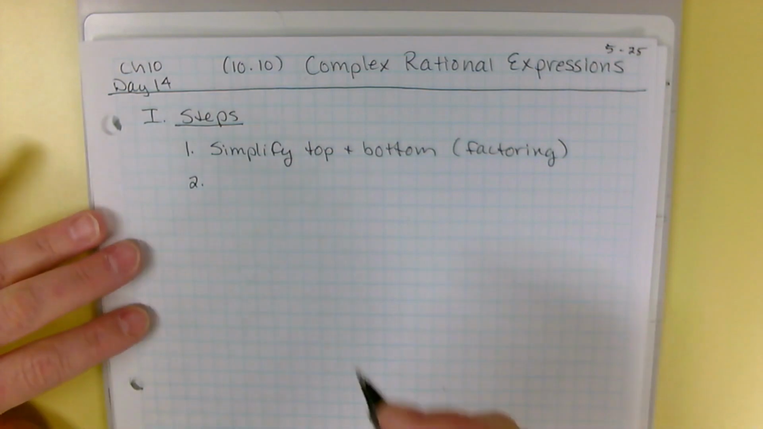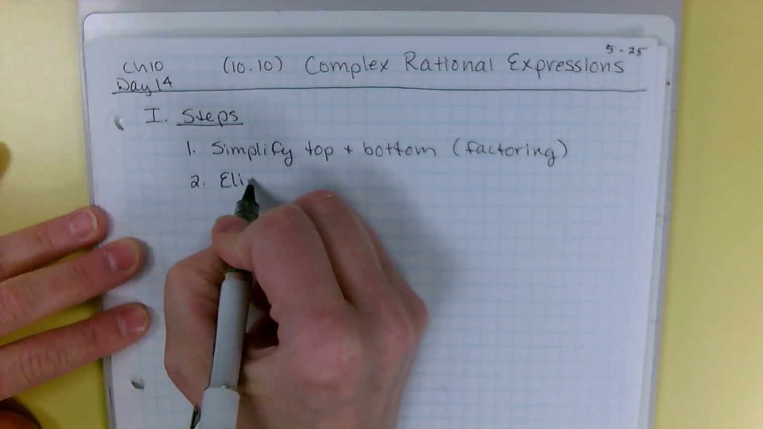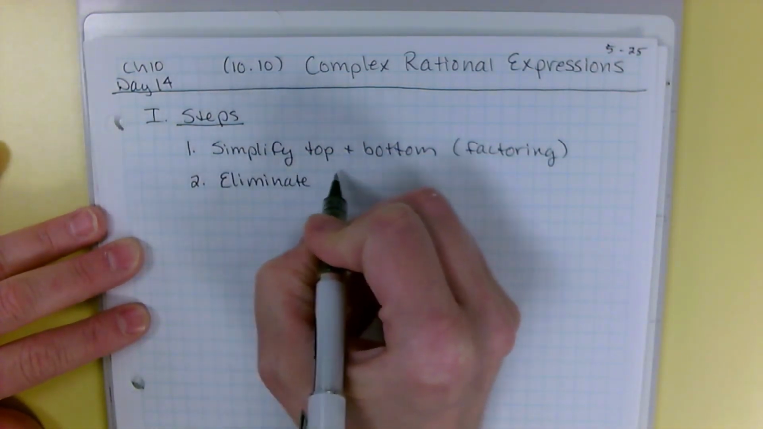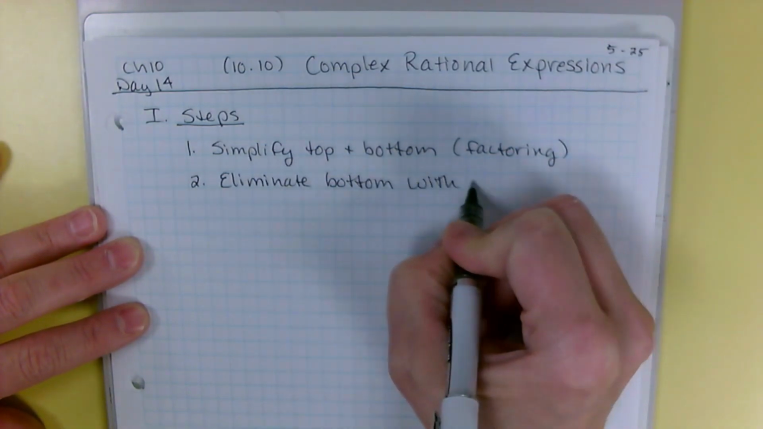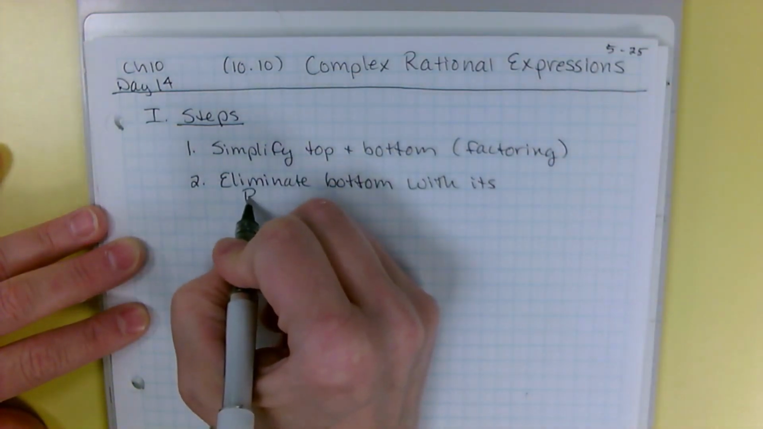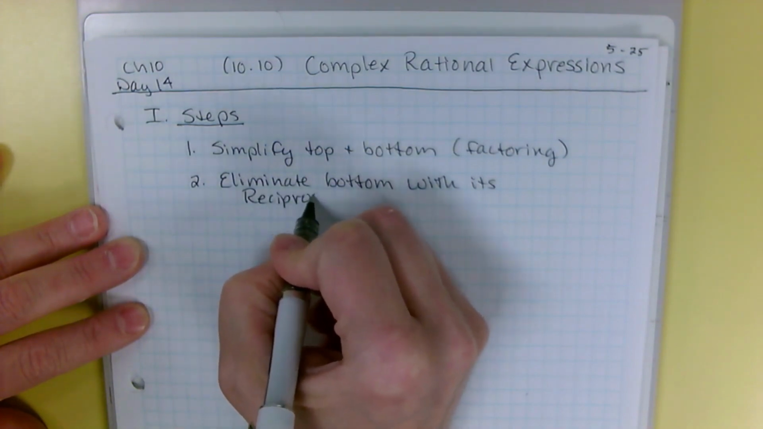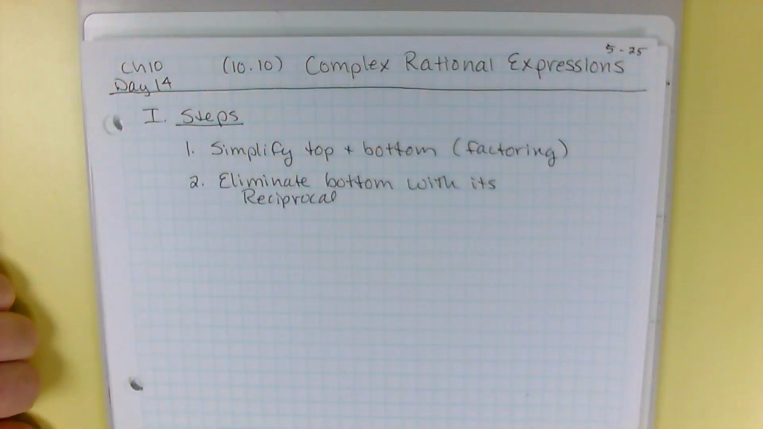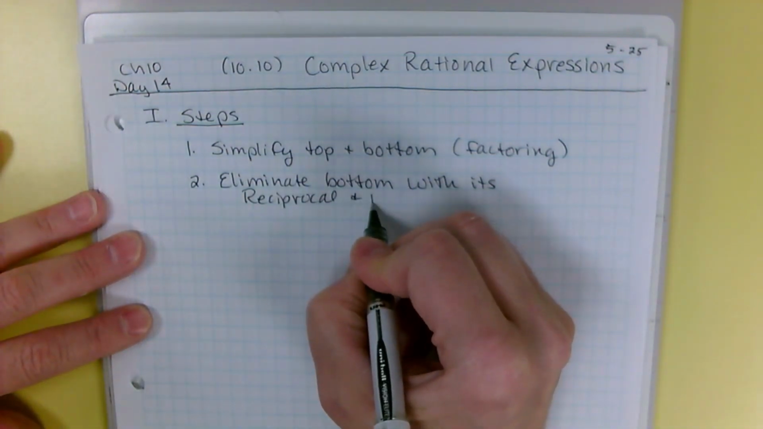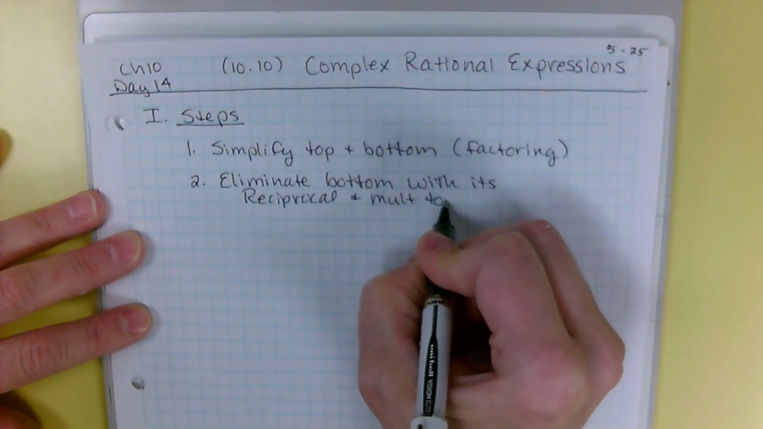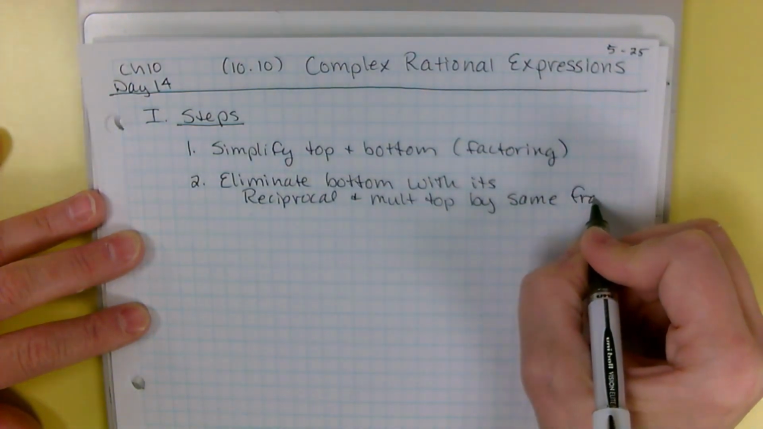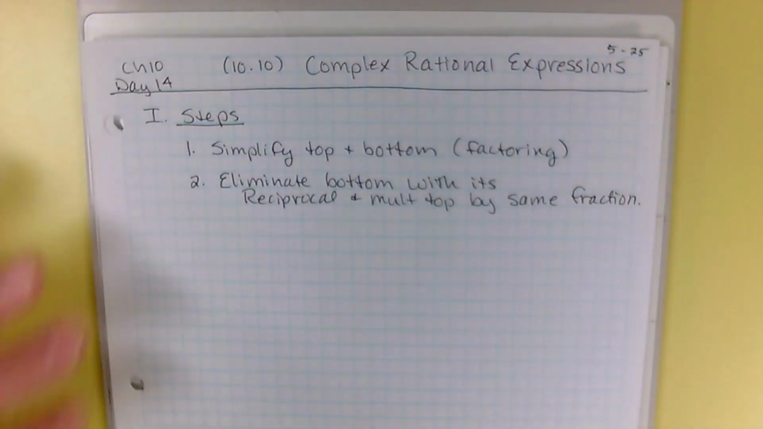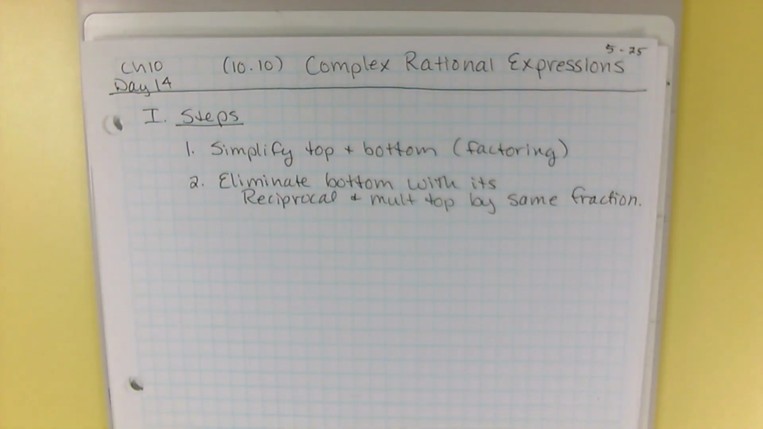And then number 2, you're going to eliminate the bottom with its reciprocal. And then the important part to remember, you're going to eliminate the bottom with its reciprocal, and you're going to multiply the top by the same fraction. So you use the same fraction, top and bottom.